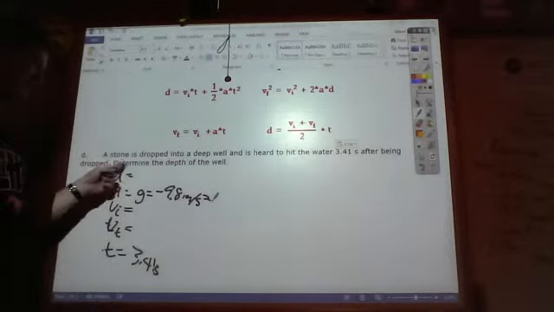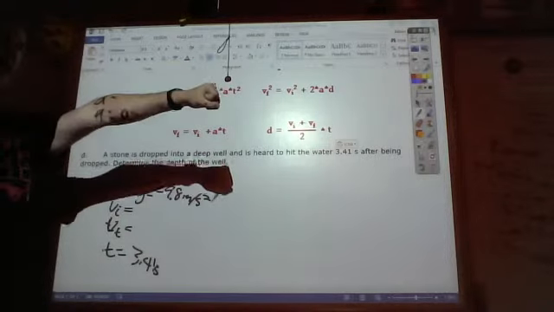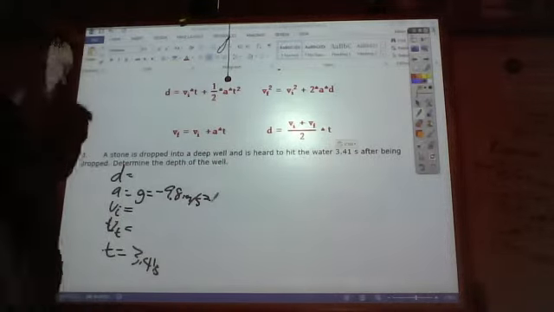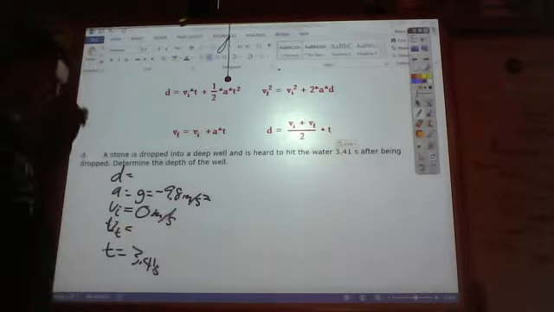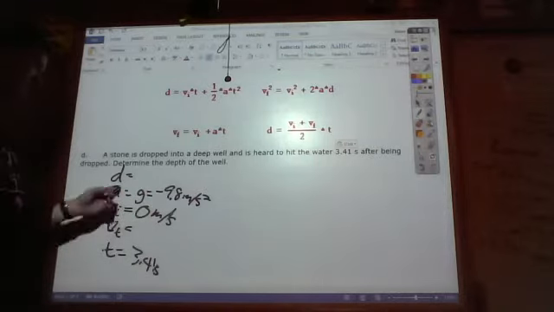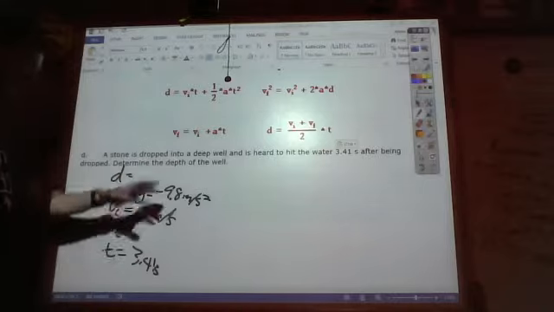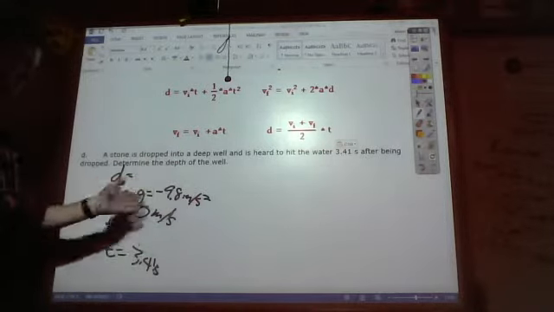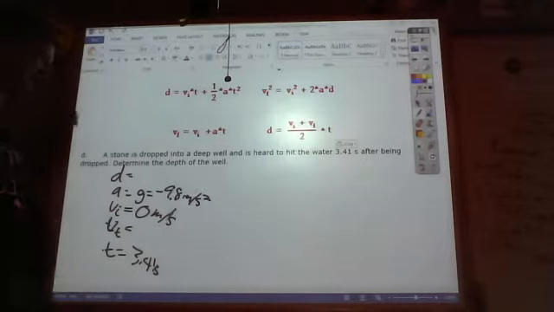And then it also said dropped in the well, meaning held stationary and released. Dropped means that I have an initial velocity of 0. Now I got 3. If I have 3, I can do 4. Which one do they want to know? They want to know distance or displacement. Because it's being dropped, there's no change in direction, so distance is equal to displacement. But they want to know the D.